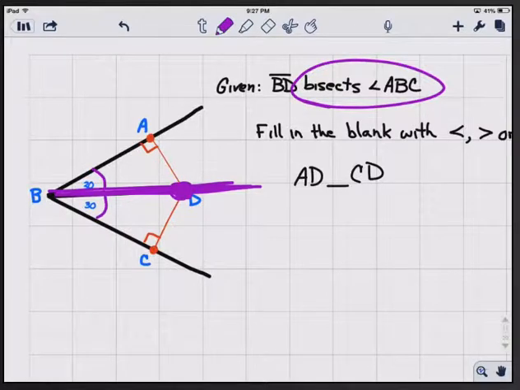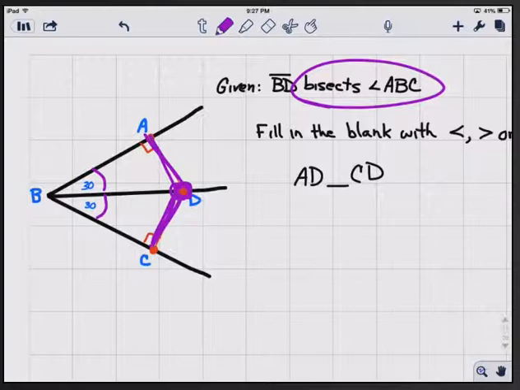Now the distance from a point to a line is always measured along the perpendicular. So segment AD represents the distance from point D to line AB, besides representing the distance from point A to point D. It's the distance from point D to line AB. And likewise, segment CD is the distance from point D to line BC. So therefore, if it's a point on the angle bisector, they have to be equal.